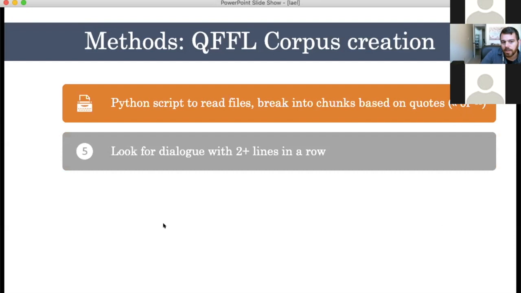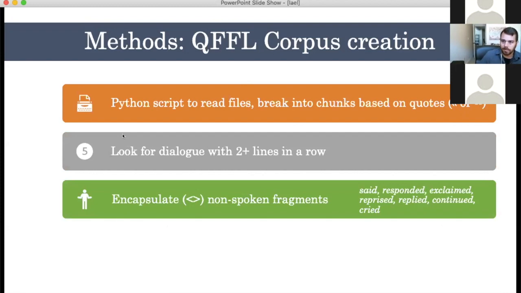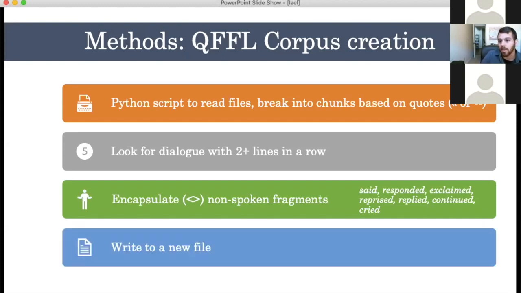So I generally looked for dialogue with two or more lines in a row. And then I encapsulated, so made a tag out of any non-spoken fragments within that. And I'll show how I did that. So just thinking about words that had said, responded, exclaimed, etc. And then I wrote out each one of those to a new file.